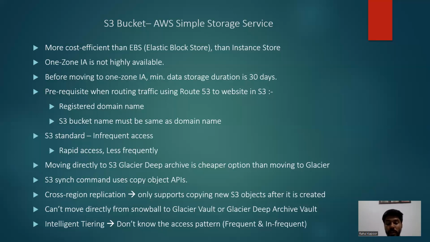Now Glacier and Glacier Deep Archive, when you go through the course, you will come to know, are archival methods wherein if you want to store data for a longer period, for years and years, then you can store it here. S3 Deep Archive is a cheaper option as compared to Glacier. S3 sync command uses copy object APIs.